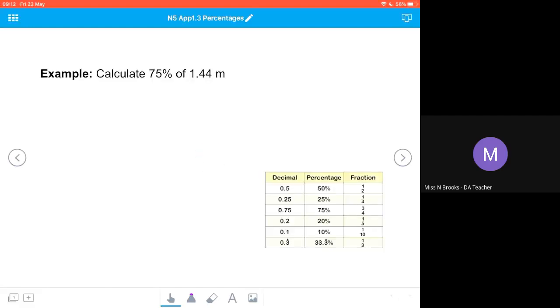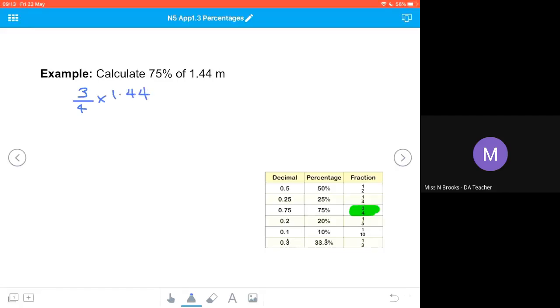So the first question we're going to look at is calculating 75% of 1.44 meters. And we're going to look at the table at the bottom, and we're going to find our equivalent fraction. So our equivalent fraction is 3/4. So working with fractions, we divide by the bottom and multiply by the top. So of means multiply. So what we're saying is that we've got 3/4 multiplied by 1.44.